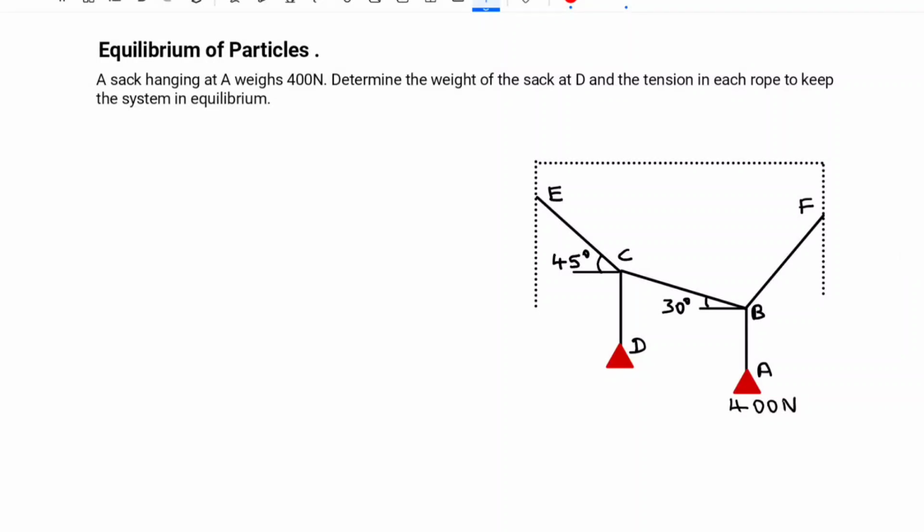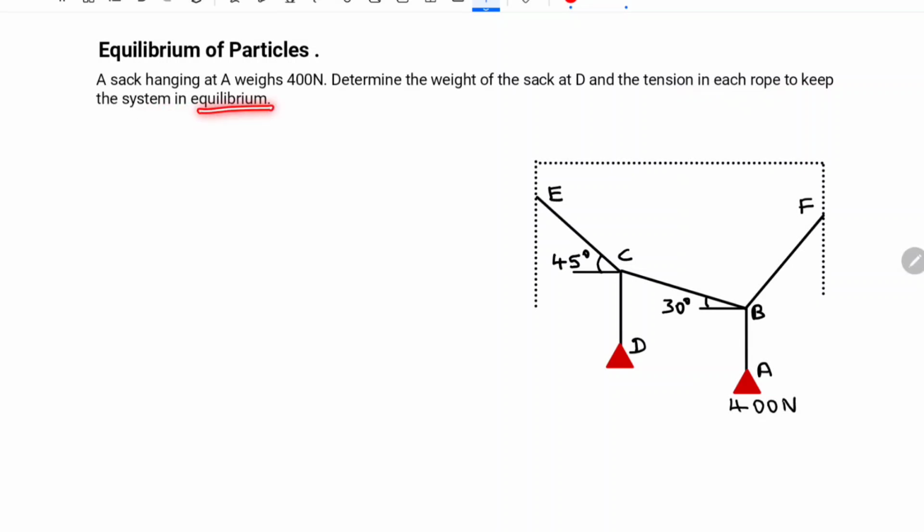In this video, we are going to solve another problem on the equilibrium of particles. So the problem is: a sack hanging at A weighs 400 Newton. Determine the weight of the sack at D and the tension in each rope to keep the system in equilibrium.